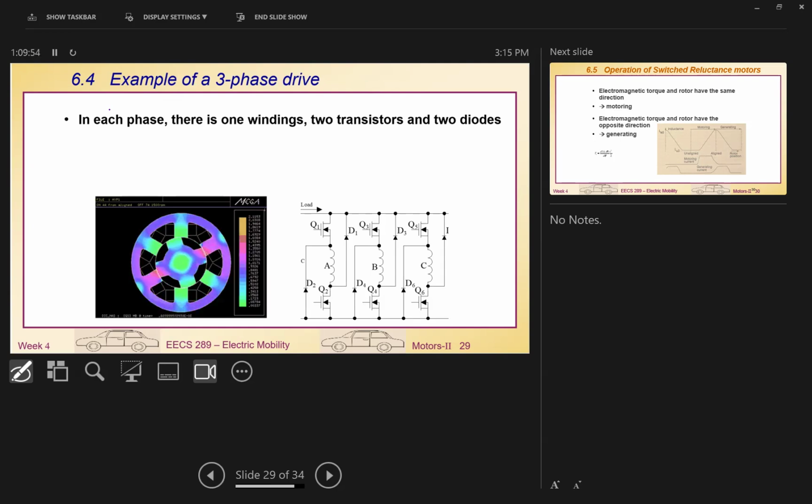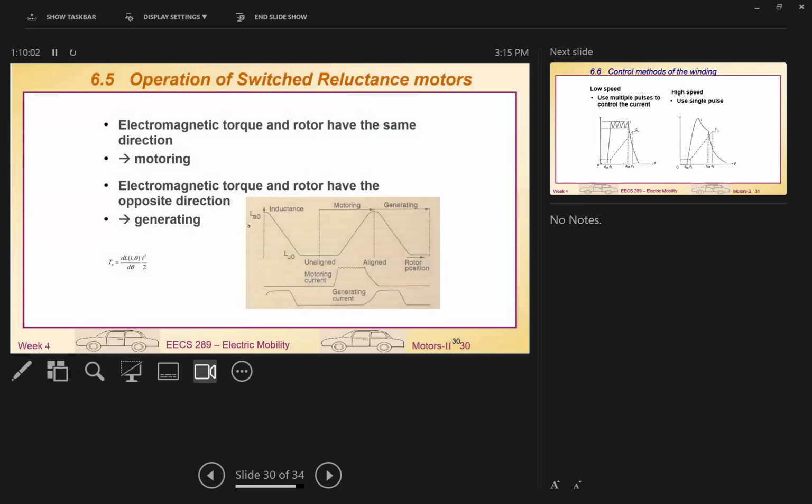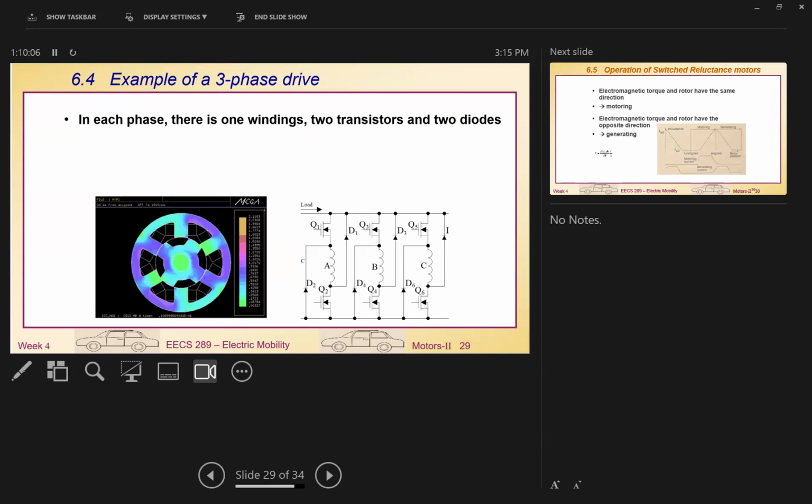Now I sketch it. So when I energize it, basically we're doing this. And then for the power regeneration, this current will feed back into here.